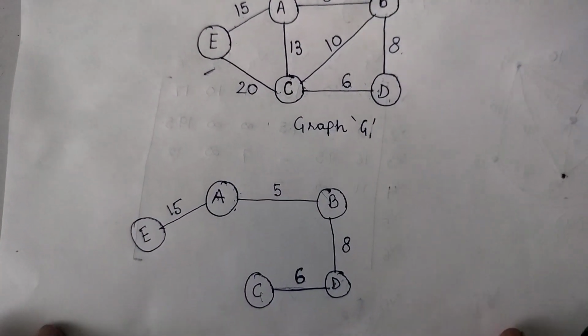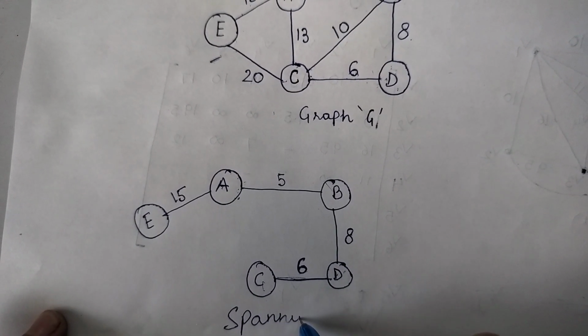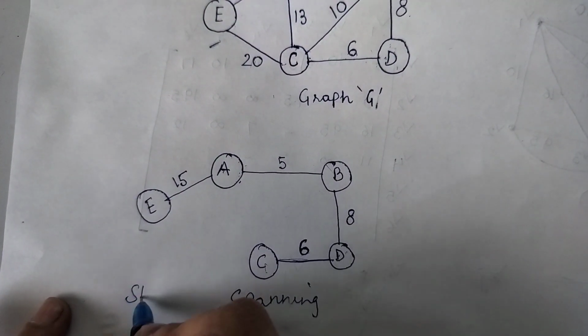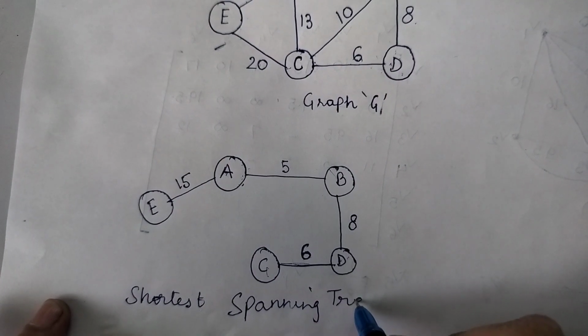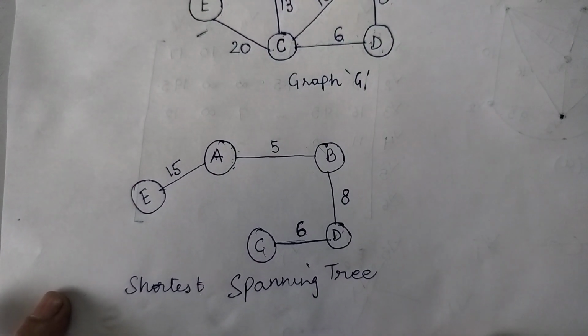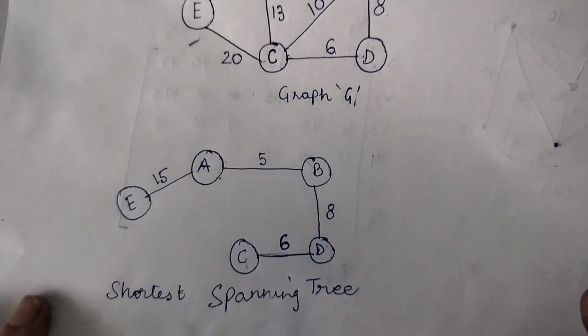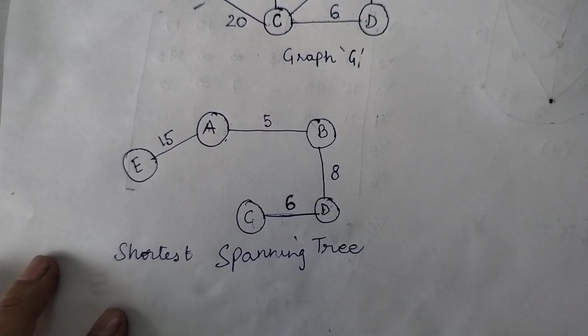And this way we get our spanning tree, which we call our shortest spanning tree. This way we can find out the shortest spanning tree using Prim's algorithm. So from this connected graph, I have found out the shortest spanning tree using Prim's algorithm.